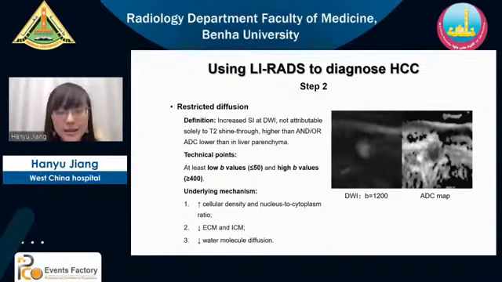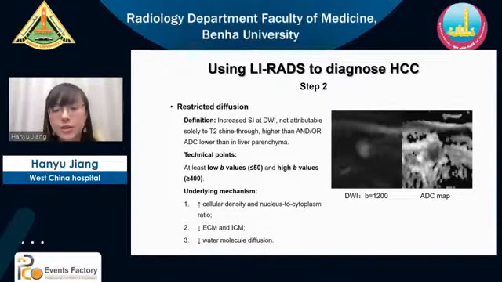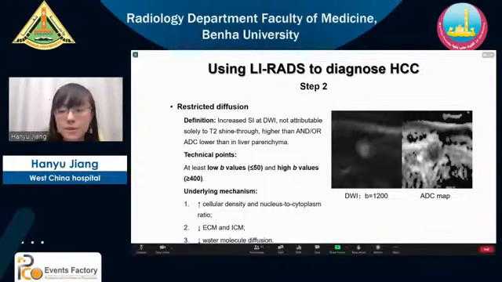The underlying mechanism of these imaging features, as we can remember from what we have just talked about in hepatocarcinogenesis, is that the cellular density and nucleus to cytoplasm ratio increase during hepatocarcinogenesis, and the extracellular matrix and intracellular matrix decrease during this process. These two collectively lead to restricted water molecule diffusion, and together result in restricted diffusion on DWI images.